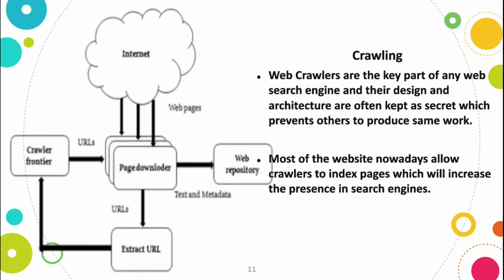So normally web crawlers are the key part of any web search engine, and people who build or use a web crawler like to keep it a secret so that no one can produce the same work as they have produced. Most websites nowadays allow crawlers to crawl around, so they can have more presence on search engines, so that users can interact with their websites, and that's why they allow the crawlers to crawl.